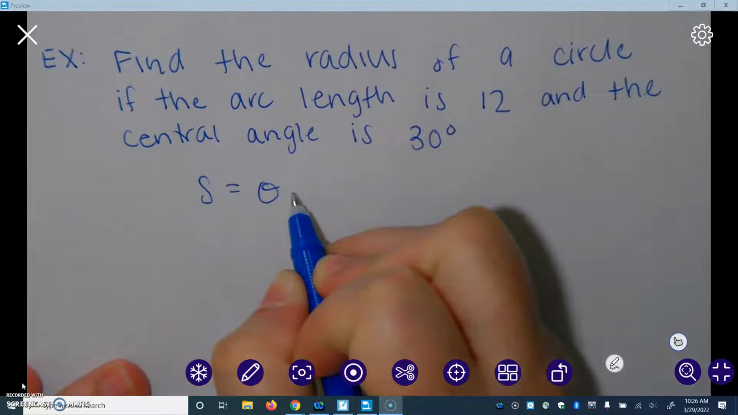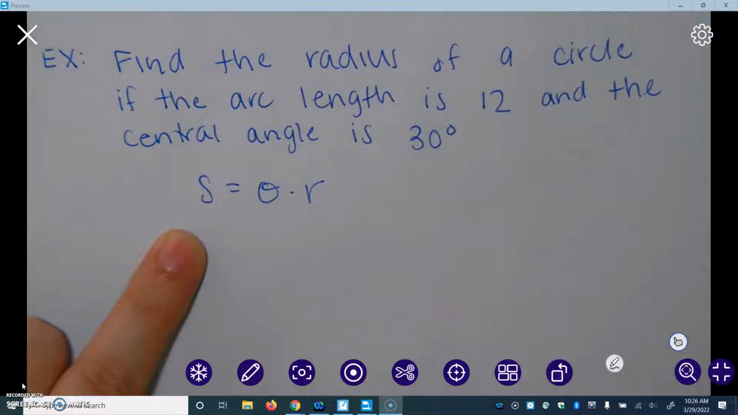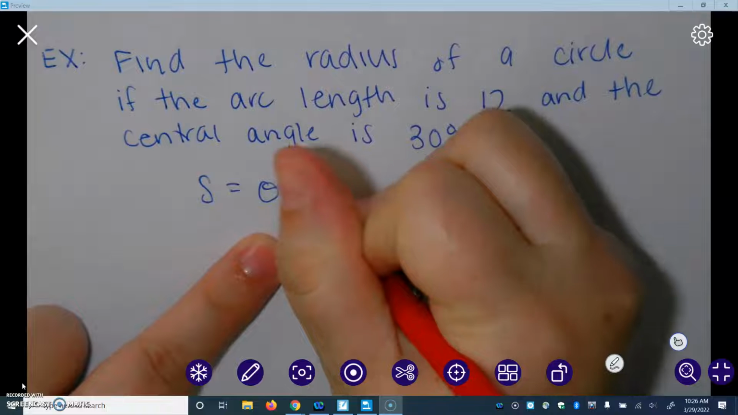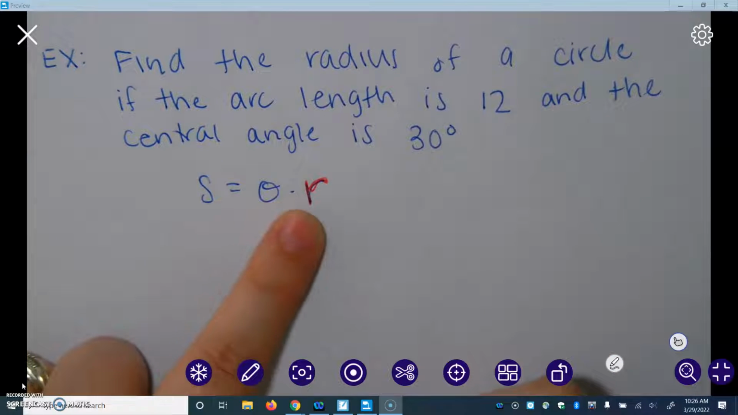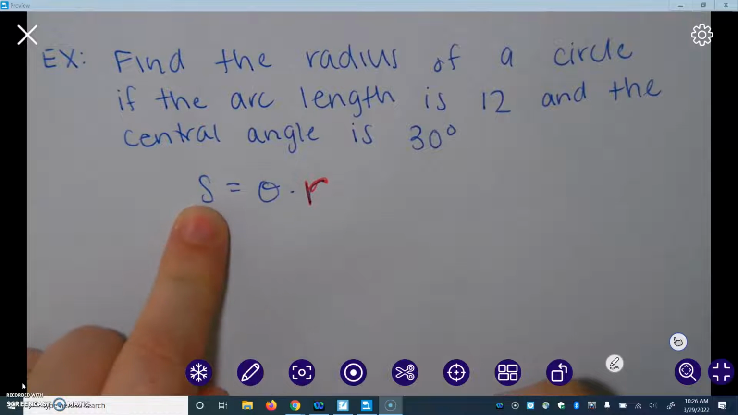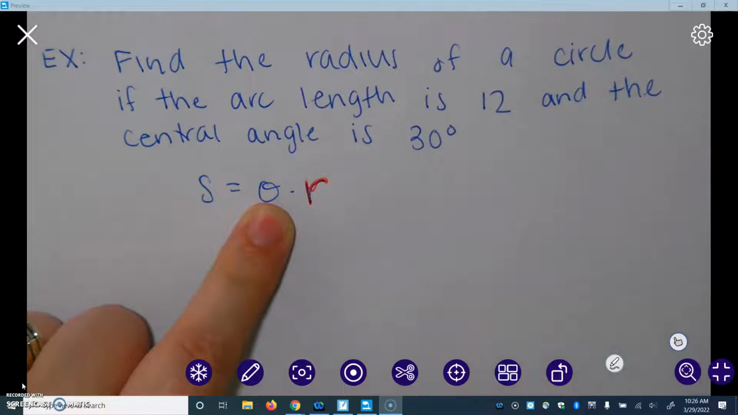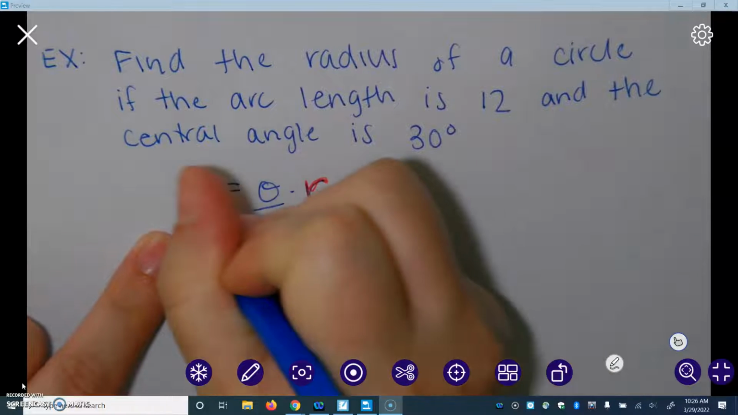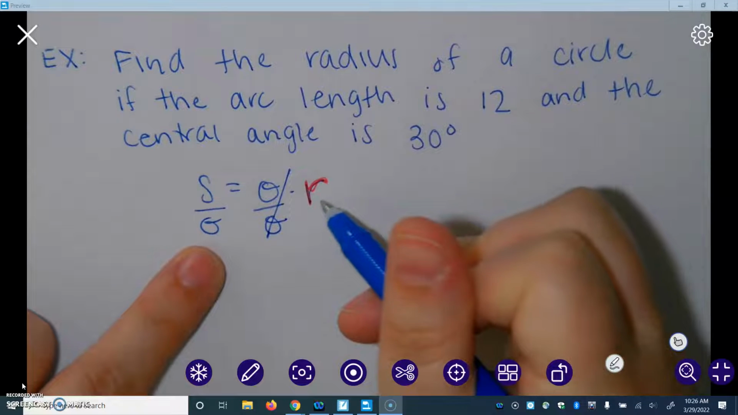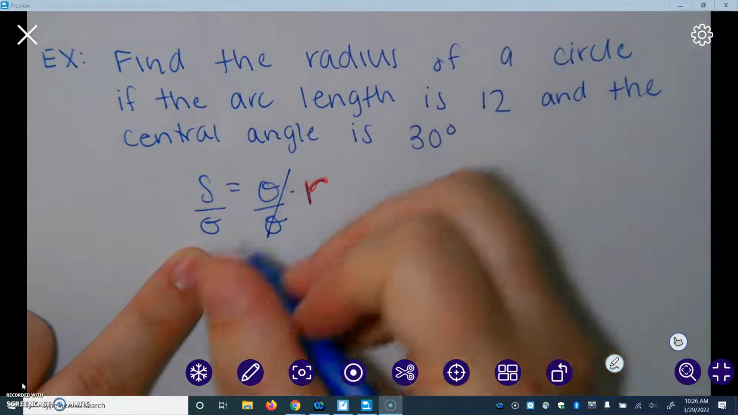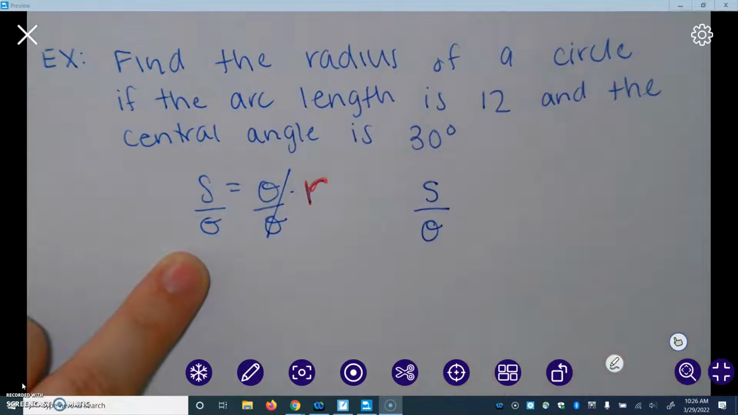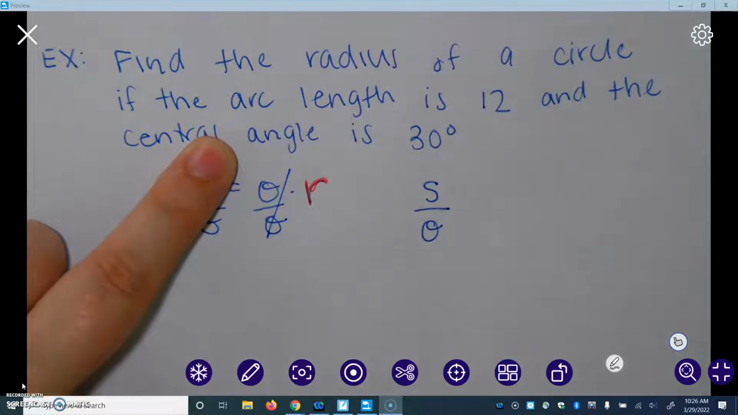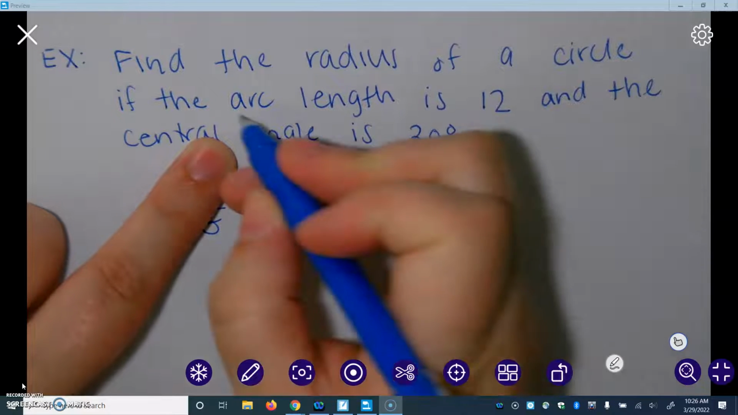All right, here's my formula, so let's find out what I know. It says find the radius. So this time I'm not going to have anything to plug in for R. Now these two are being multiplied, so if I want to solve for R, I'm going to be doing the arc length divided by the angle. The arc length divided by the angle is going to be R by itself. So my new little formula is the arc length divided by the angle. It tells me the arc length is 12.